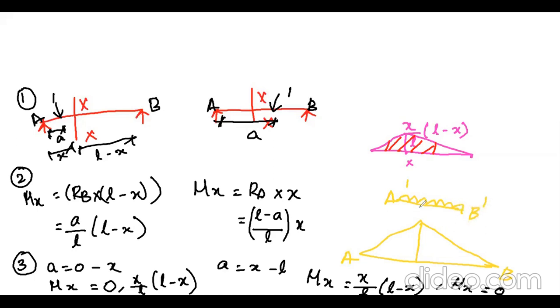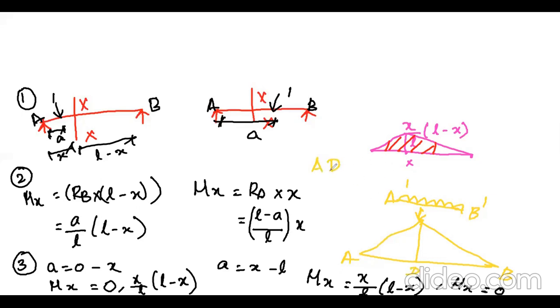Now you will be thinking, how should I place this UDL? If it is a point load, it will be easy for me to place it at the maximum ordinate point. But now it is a UDL, so you will be asking how should I place this UDL? So I am naming this UDL as A dash and B dash. What you should understand is this. I am taking this point as D.